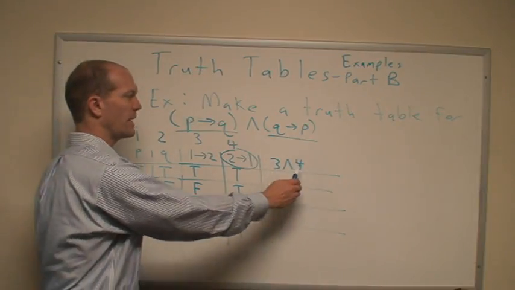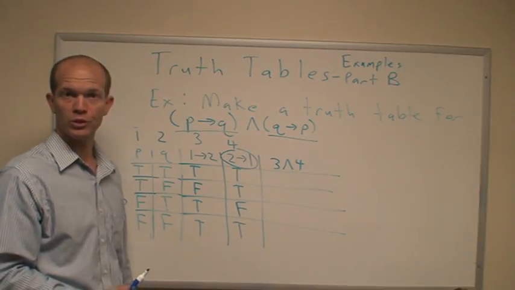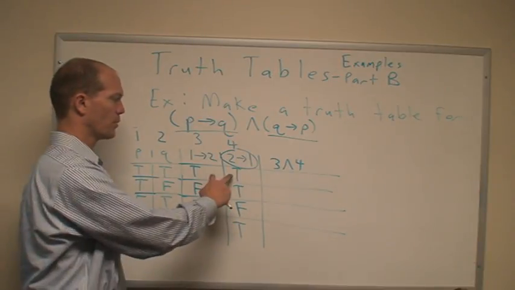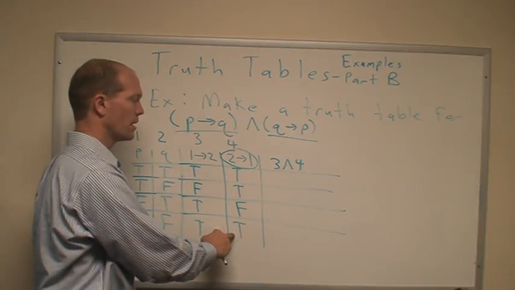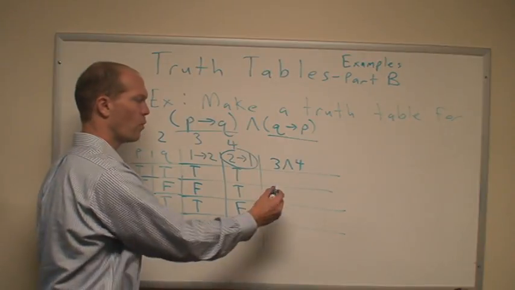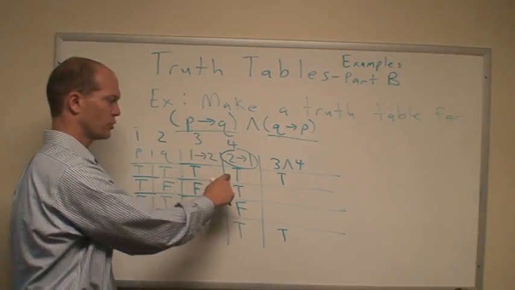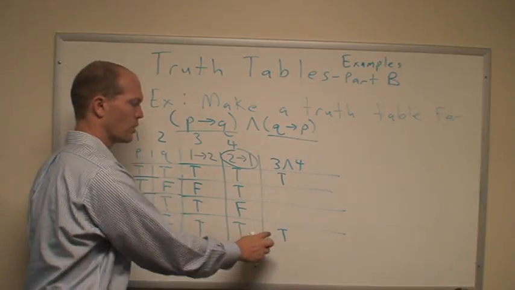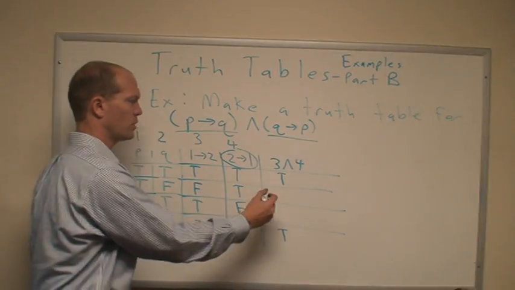Now when I look at 3 and 4, the rule for the AND is where they're both true, it's true, otherwise it's false. Columns 3 and 4 are true both in row 1 and row 4. Let me stress that: true, true in row 1, true, true in row 4. You can have these be true in more than one place, and it's false in the other places.